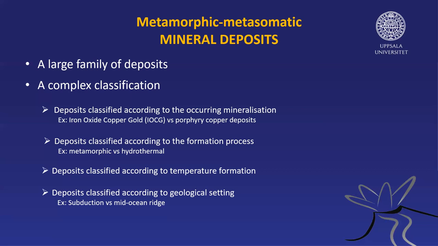Main classifications, I would say, four of them: deposits classified according to the occurring mineralization. For example, you have a very famous type of deposit, that's iron oxide, copper, gold, because it's economically very interesting. We will talk about that. We will talk also about porphyry copper deposits. So that's a different mineralization, a different type, a different box to classify the deposit.